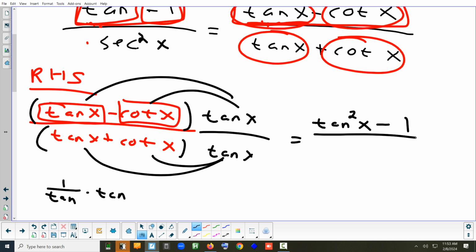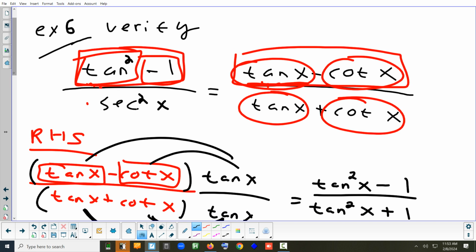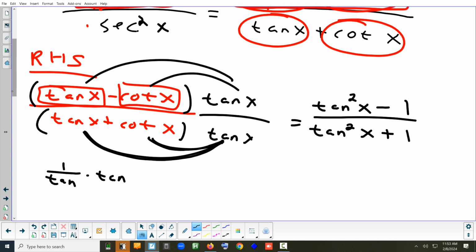The same will happen with the bottom, except it'll be a positive one. Okay, so yeah, that's going to be tangent times tangent, which is tangent squared. And tangent times cotangent, yeah, we just did that in the top. That's positive 1. Now, if I can avoid it, I don't want to mess with the top anymore. The top is tangent squared minus 1 on the right. It's tangent squared minus 1 on the left. So that's good.